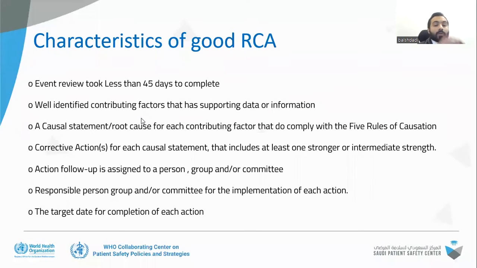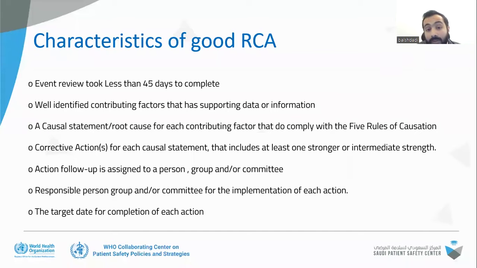contributing factor. So we have a contributing factor or process issue. For this process issue, we need to identify the root causes that should comply with the 5 rules of causation. After that, we should have a corrective action for each statement that should include at least one strong and one intermediate strength action. And my colleague, Dr. Rakan Al-Mughir, will talk more in depth about this strong action. There should be an action follow-up assigned to a person, group, or committee.